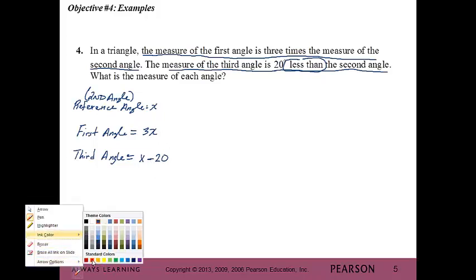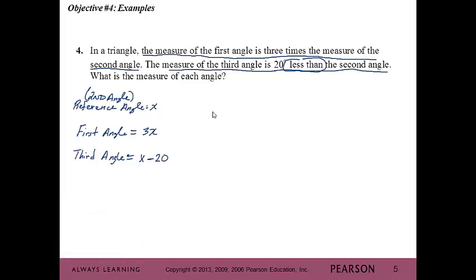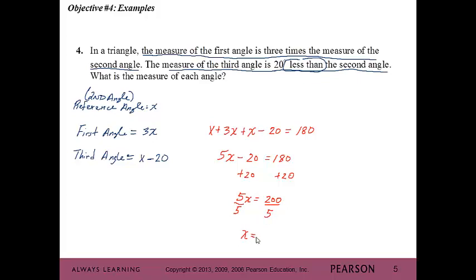Now we need to solve for x to help us find the other 2 angles. So we're going to add up the angles. So x plus 3x plus x minus 20 equals 180. Then combine your like terms and you have 5x minus 20 equals 180. Add 20 on both sides and you have 5x equals 200. Divide by 5, divide by 5, x equals 40 degrees.